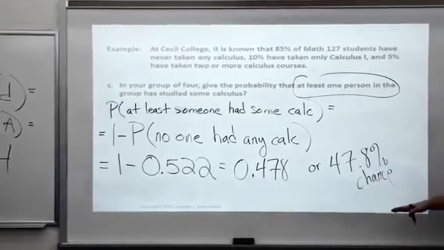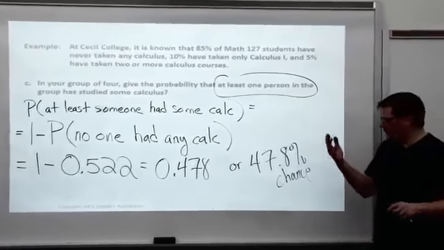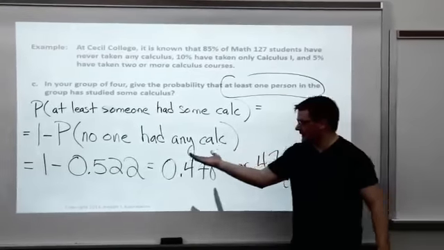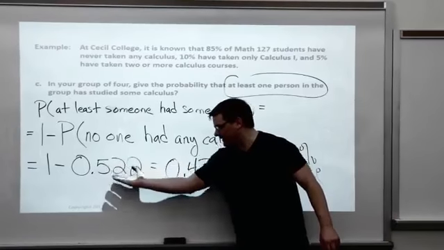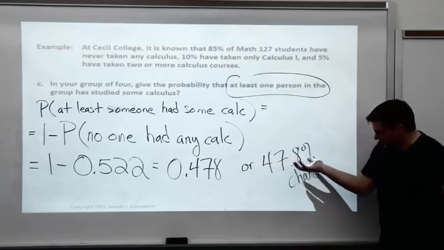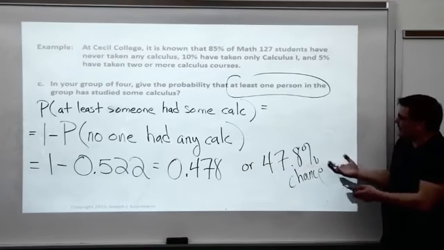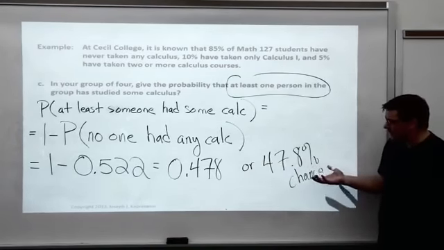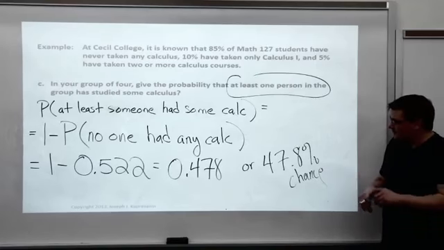So it's approximately 50-50. And think about that. There's a 52% chance that nobody had any calculus in your group. So the rest, about 47.8% chance, is that someone had some calculus, right? Those are opposites or complements.